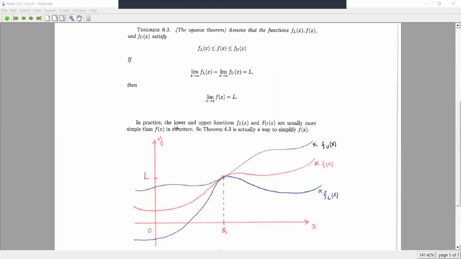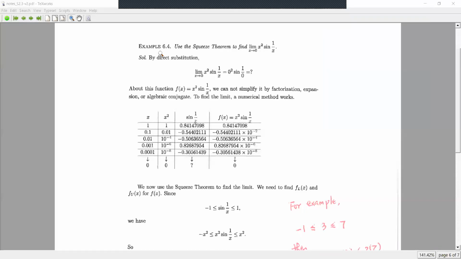In practice, the lower function and upper function, FL and FU, are usually simpler than the function f in structure. So this theorem actually is a way to simplify the function f. Here are some examples about how to use the squeeze theorem to find limits. Example 1. Use the squeeze theorem to find this limit.